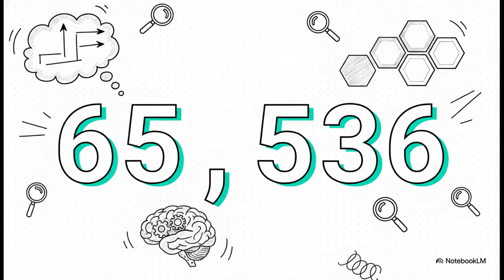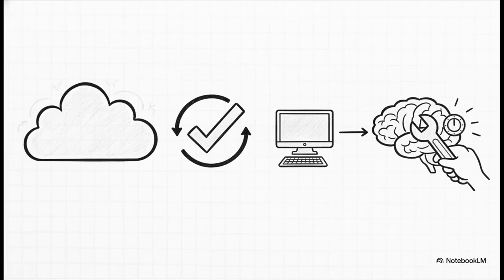65,536. That is your magic number. This is the absolute minimum context length token count required for an agent to successfully string together complex multi-step research tasks. Without this, your agent is going to experience amnesia and just flat out forget its original instructions halfway through the job. Now, cloud models actually handle this automatically. But if you are running a local model, you have to set this context explicitly before launching your setup.